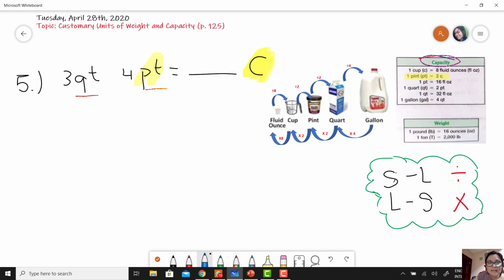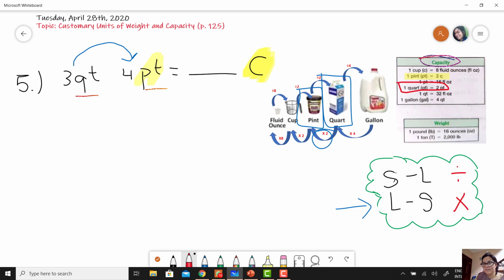That means that we have to change these 3 quarts into pints first. So 3 quarts to pints. Here we have quarts to pints. We are changing from larger to smaller. So we have to multiply times 2. Why times 2? Because in here it says that 1 quart has 2 pints. So we are going to multiply 3 times 2. It's 6. So in other words, this one is the same.